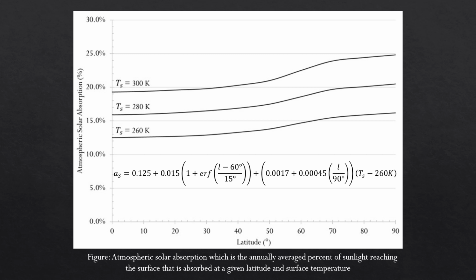The simple equation is fine for modeling Earth today, but a more robust model determines the solar absorption based on the surface temperature and latitude. This equation may be utilized to approximate long-term climate variations such as ice ages.